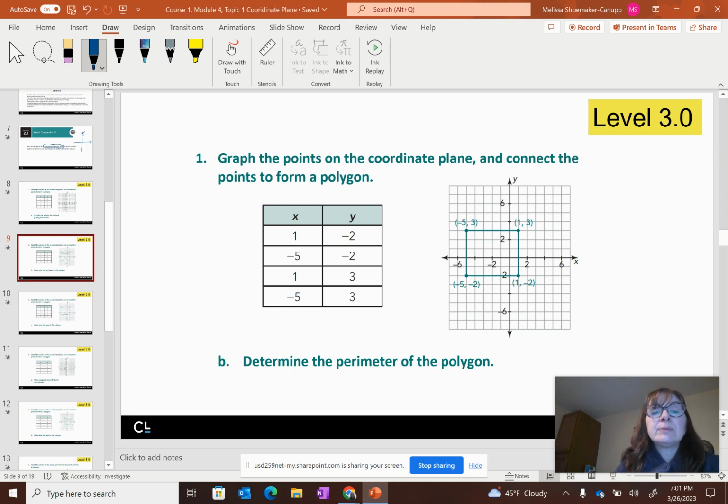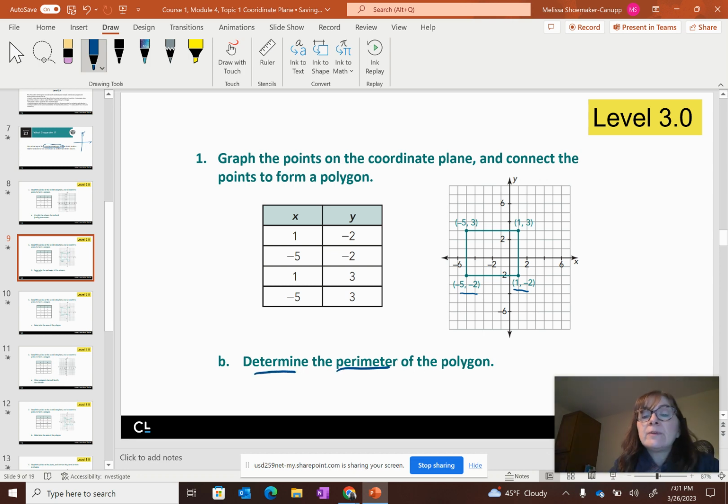Graph the points on the coordinate plane and connect the points to form a polygon. So we can see that (1, -2) is right here, (-5, -2) is right here, (1, 3) is here, and (-5, 3) is here. So they've plotted the points for us. This is a great way to check and make sure that you know what you're doing.